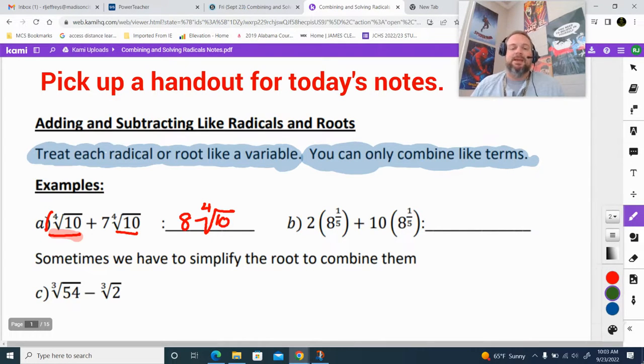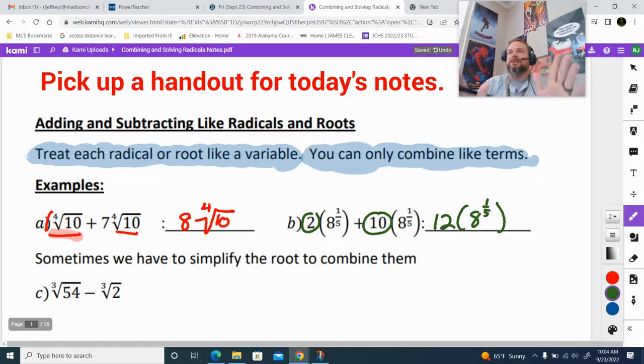On B, we have 2 plus 10. What is 2 plus 10? 12. And then we would still have this 8 to the 1/5 power. That is a root, and we're just going to leave it right there. It's a root, it's a radical.